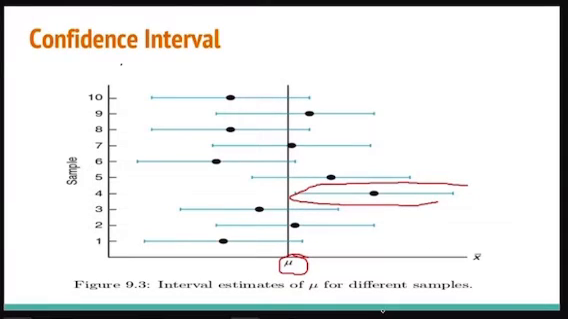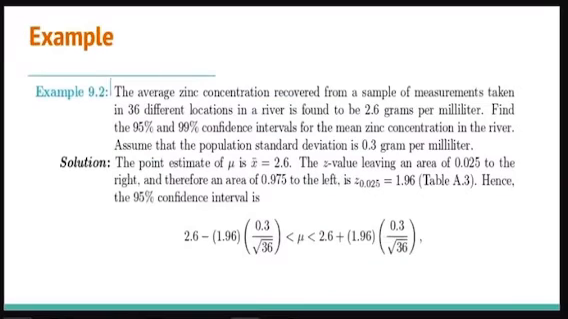That's what I mean. Now I want to walk you through an example. I need you to pay attention. The average zinc concentration recovered from a sample of measurements taken in 36 different locations in a river is found to be 2.6 grams per millimeter. Find the 95% and 99% confidence interval for the mean. Okay, let me say this.